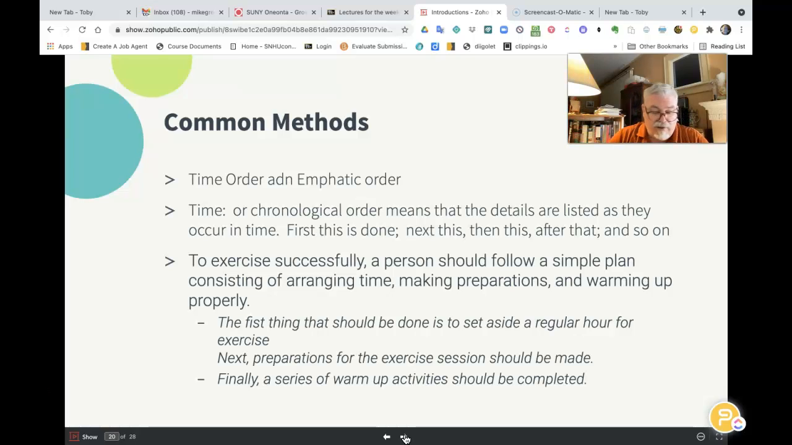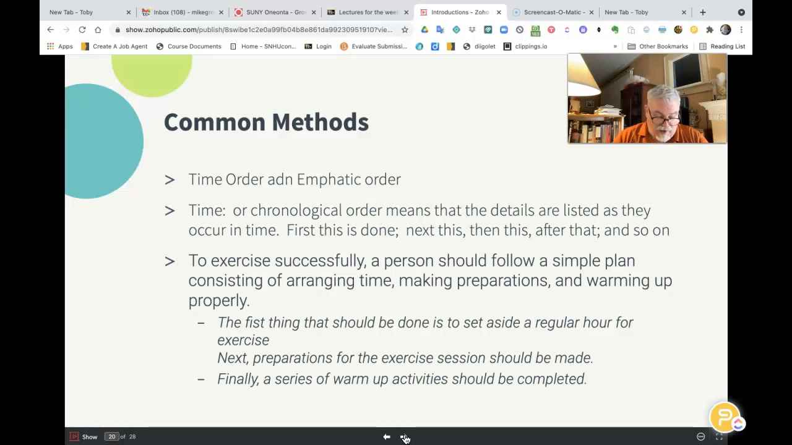Here's how you would do something with a paper about exercising. And this is something that was put together by somebody in PE. To exercise successfully, a person should follow a simple plan consisting of arranging time, making preparations, and warming up properly. There's the order. This is the thesis statement for a paper. And here's the order. Boom, boom, boom.